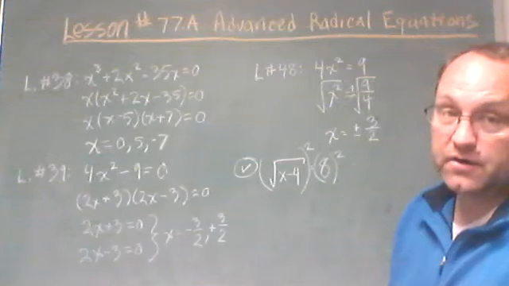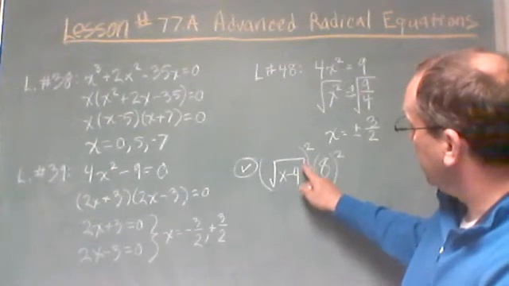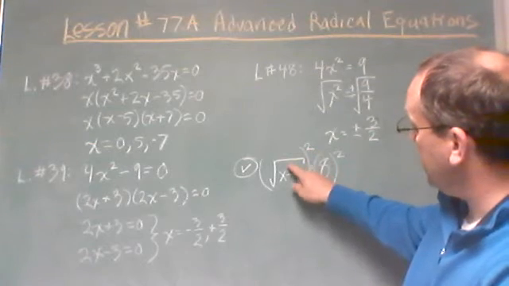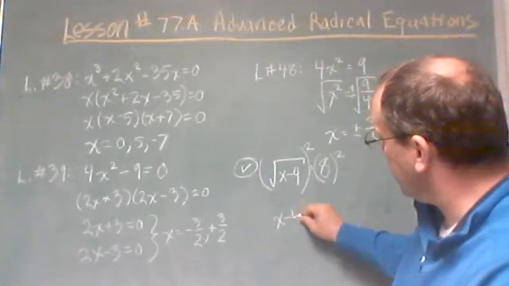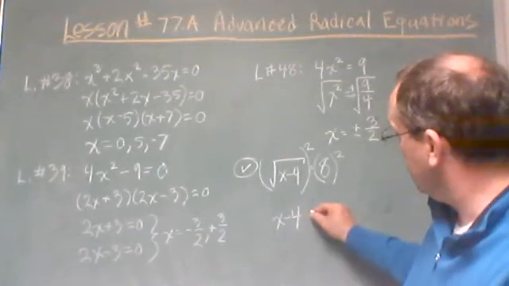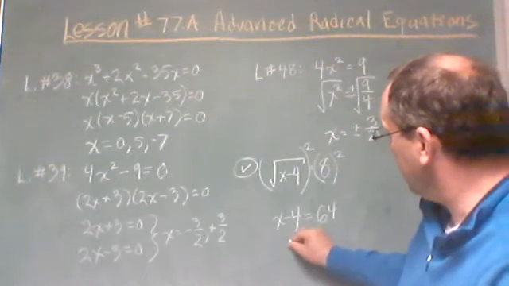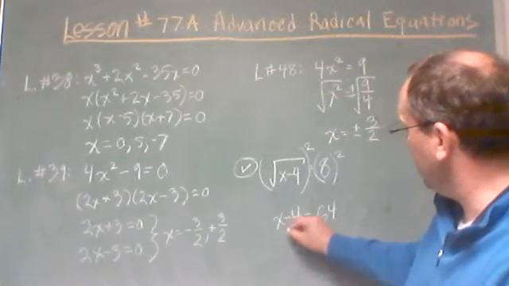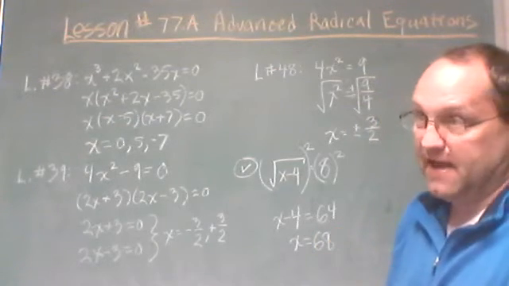I put a check mark there and circle it to remind me I must check my answer. By squaring this term, what do I get? I get the term inside the radical symbol equal to 64. Therefore x will equal, I bring the 4 over to this side, 68. Is that a valid answer?